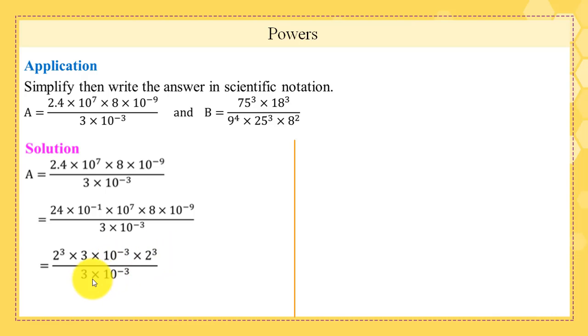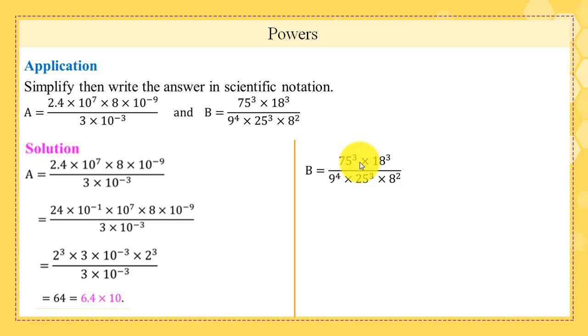So we get A equals 2 power 3 times 3 times 10 to the power minus 3 times 2 power 3, all over 3 times 10 to the power minus 3. Then we simplify the expression. 3 and 10 power minus 3 are cancelled out on both sides of the fraction. So we get A equals 2 power 6, which is equal to 64. The last step is to write the final answer in scientific notation. As we studied before, the scientific notation of 64 is 6.4 times 10.